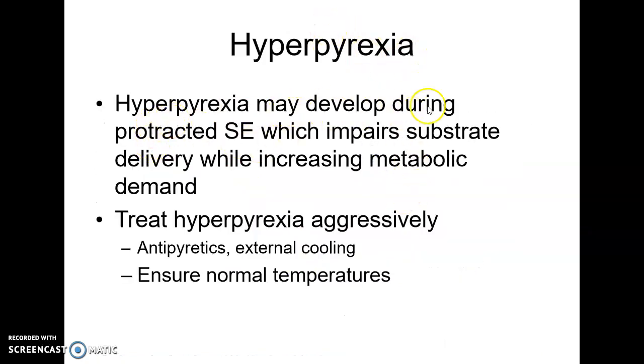Hyperpyrexia, increased temperature, may develop during protracted status epilepticus, which impairs substrate delivery while increasing metabolic demand. Treat hyperpyrexia aggressively. There is no time to think about any treatment; treatment has to be given as soon as possible. An antipyretic like paracetamol, or a higher dose of paracetamol, can be given. External cooling: sometimes they will immerse the whole body except the head in ice water so that the temperature is reduced drastically.